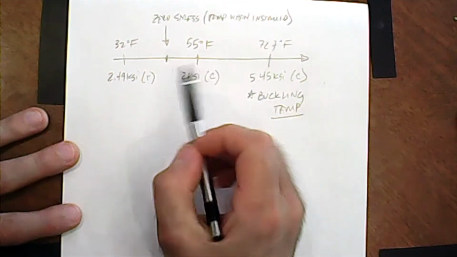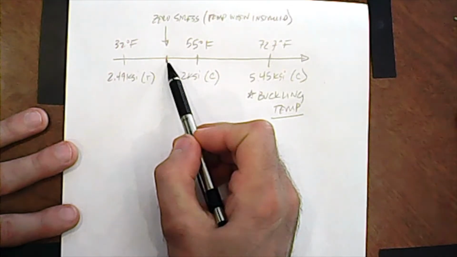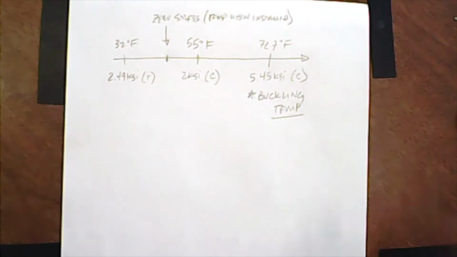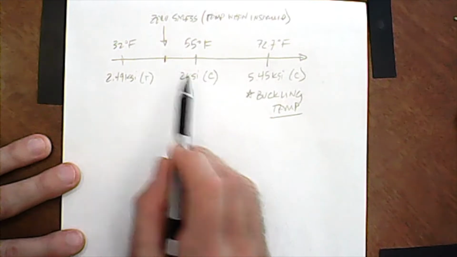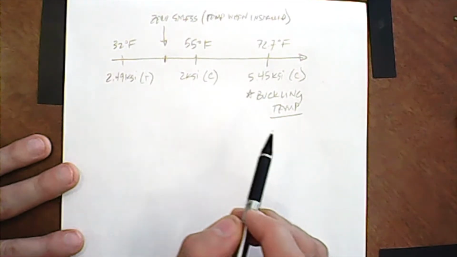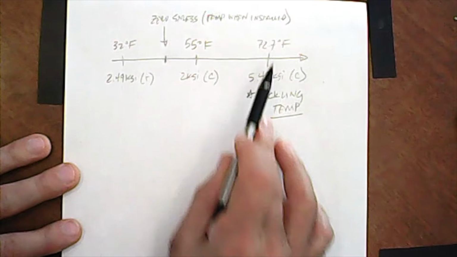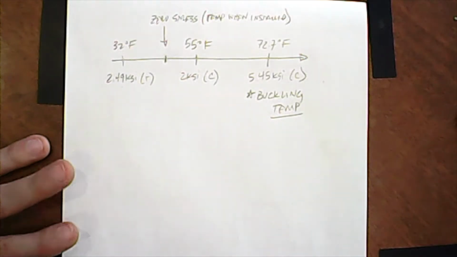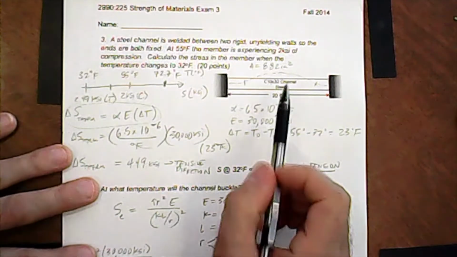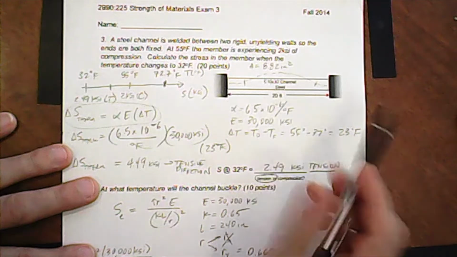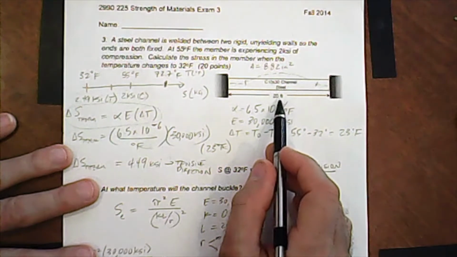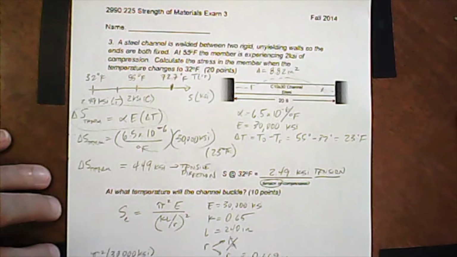They basically said, okay, you put it in here at a certain temperature, and then when there was zero stress, when it just fit in there nicely, and then the temperature went up, and we got 2 KSI compression, and then it went down to freezing, and we got 2.49 KSI tension. And then if we went up to 72.7 degrees Fahrenheit, we buckled. One of the reasons that happened, by the way, is because this is 20 feet long, and this isn't such a huge channel. So that's a very slender member, so it's easy to buckle it.